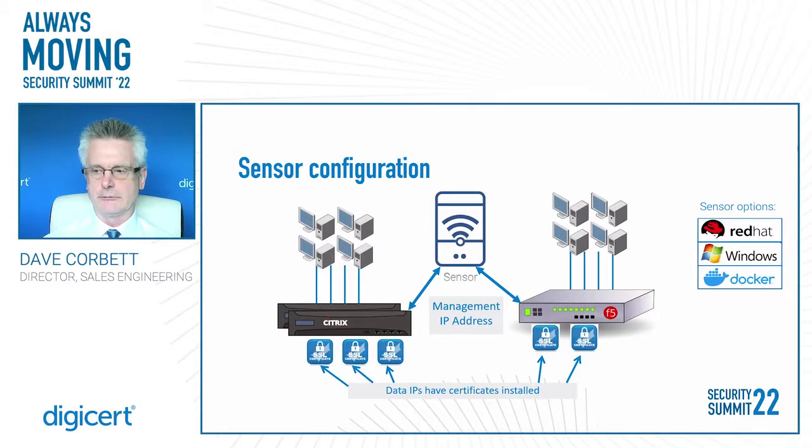So what we'll need to distinguish when we look at the demo is different IP addresses on the F5. We'll look at the management IP address, and we'll also look at the virtual IP address, also called the data IP address.